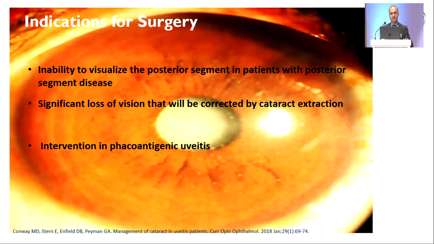The first indication for doing a cataract surgery is a lot of times a case where there's an inability to visualize the posterior segment in patients with posterior segment diseases. Because the cataract is obscuring your visualization, you do need to get a clear media so as to even understand what's the underlying pathology happening inside the eye. Apart from that, obviously, because of the visual loss that occurs because of a cataract, that's another indication. And sometimes it can be a therapeutic intervention in cases of phacoantigenic uveitis.